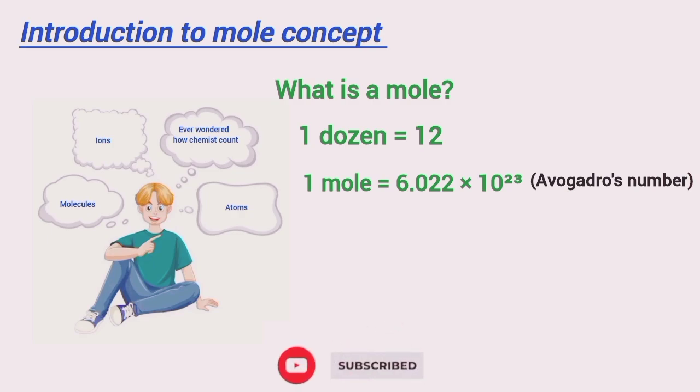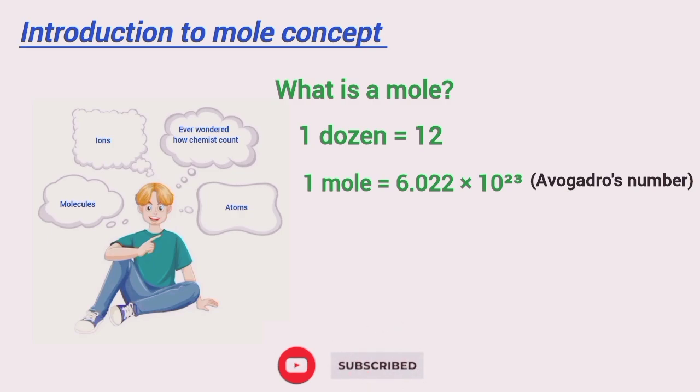Think of it like a bag of marbles. Instead of counting each marble, you can say you have a bag of marbles. A mole is like a really big bag that holds a specific number of atoms or molecules. It is 6.022 times 10 raised to 23 of them.